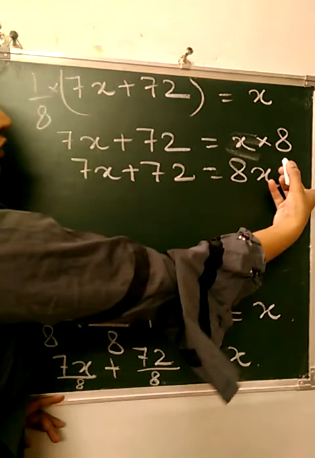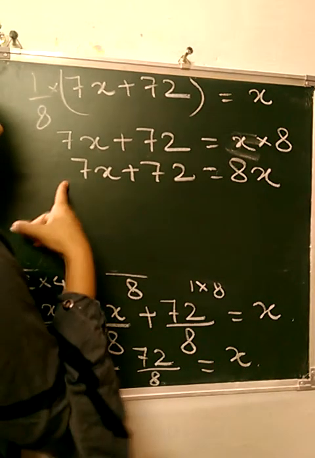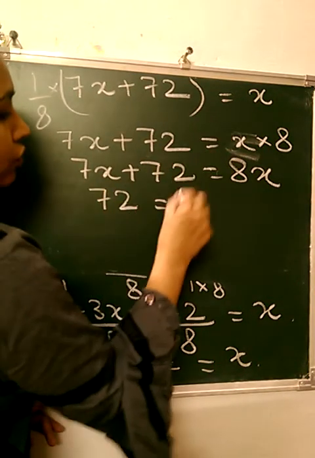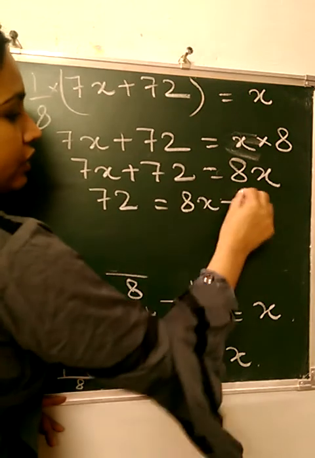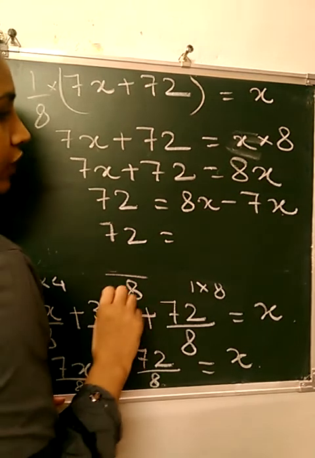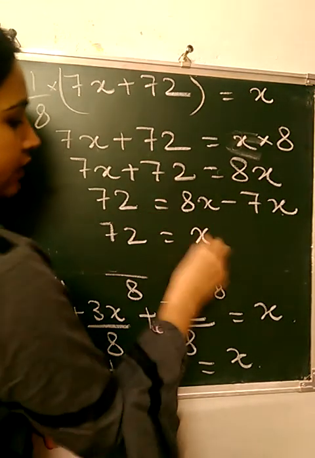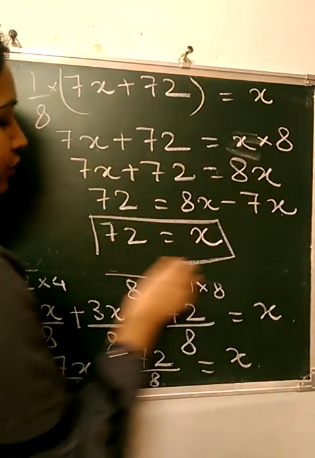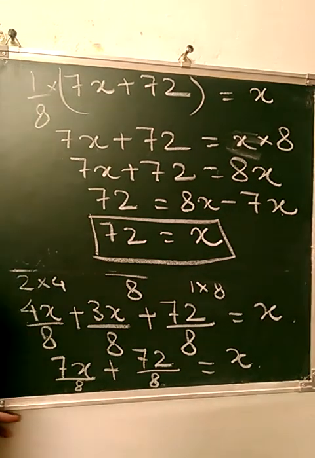This 7 if you shift that side, so it becomes what? It is plus, it becomes minus. 72 is equal to 8x minus 7x. So 72 is equal to 8 minus 7 is 1, that is x. So the value of x is what? 72. That means the answer is 72. There were 72 deer.